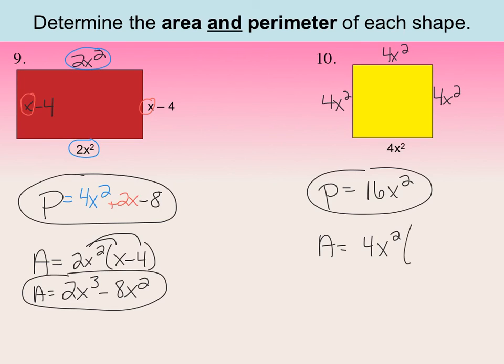And then for your area, you're going to go ahead and just do 4x squared times another 4x squared, which is actually going to look more like our laws of exponents. So 4 times 4, 16. X squared times x squared, we're going to add those exponents, and we're going to get 16x to the 4th for your area. And that would be it really for these shapes. So just be cautious of these and be aware of these problems. They really shouldn't be that hard if you actually just think about how you do perimeter and area for them.